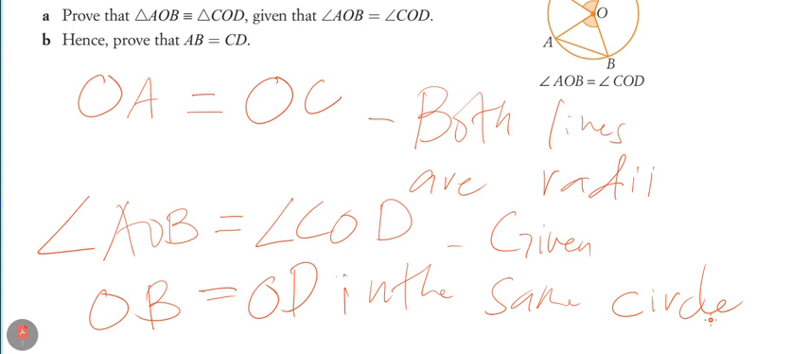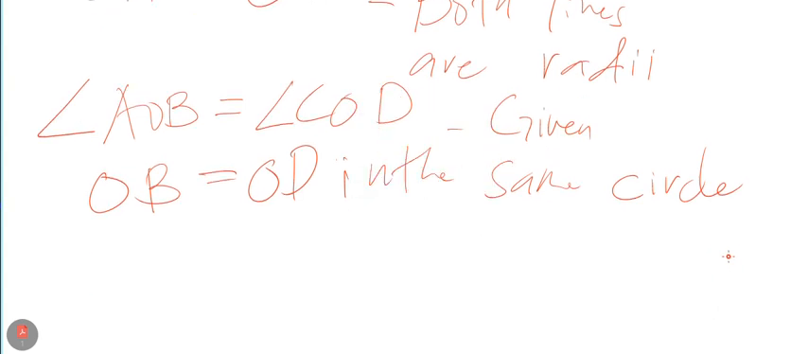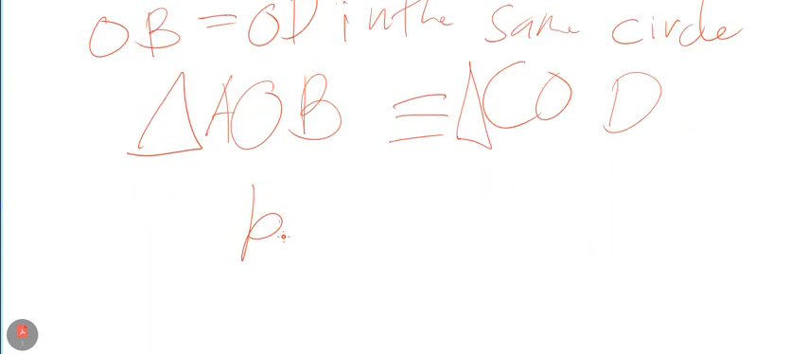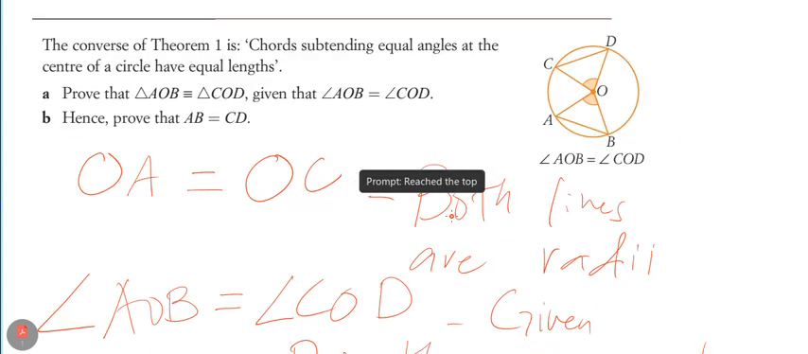Since two sides and the included angle of triangle AOB are equal to those of the other triangle, that concludes that triangle AOB is congruent to triangle COD. Do we call this one side-angle-side? Okay, so we are able to answer the first one here.